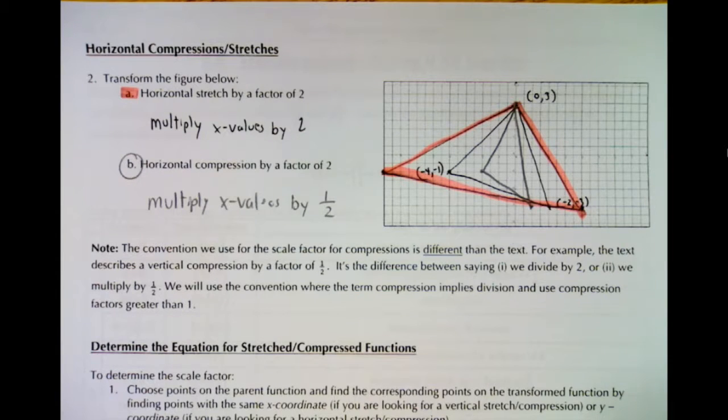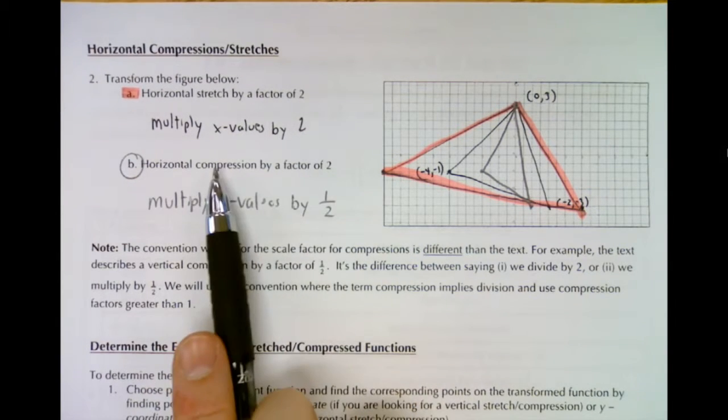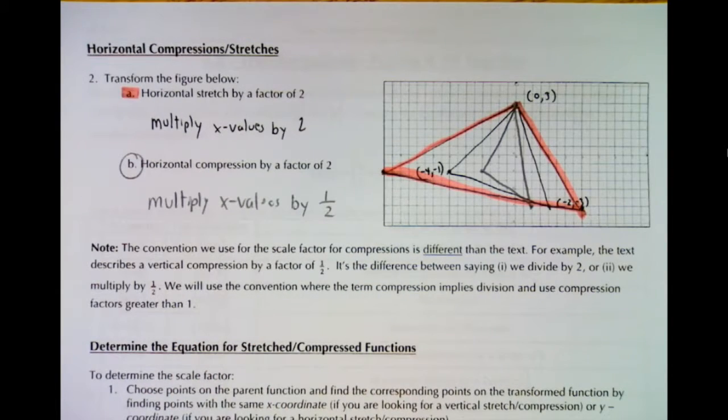So if we're saying the word compression, it's implying division. So if we say compressed by a factor of 2, it's just multiplying the y values by a half, or dividing by 2. Compression means division by 2. All right.